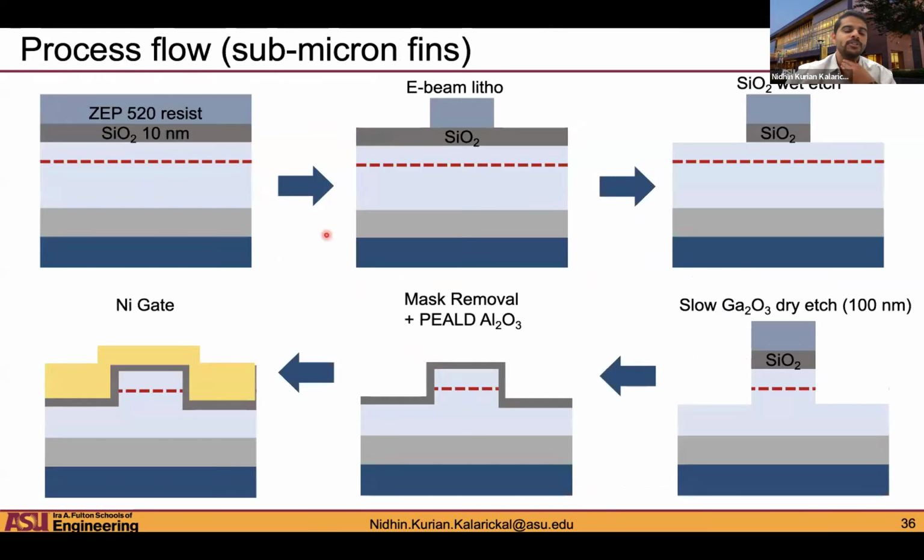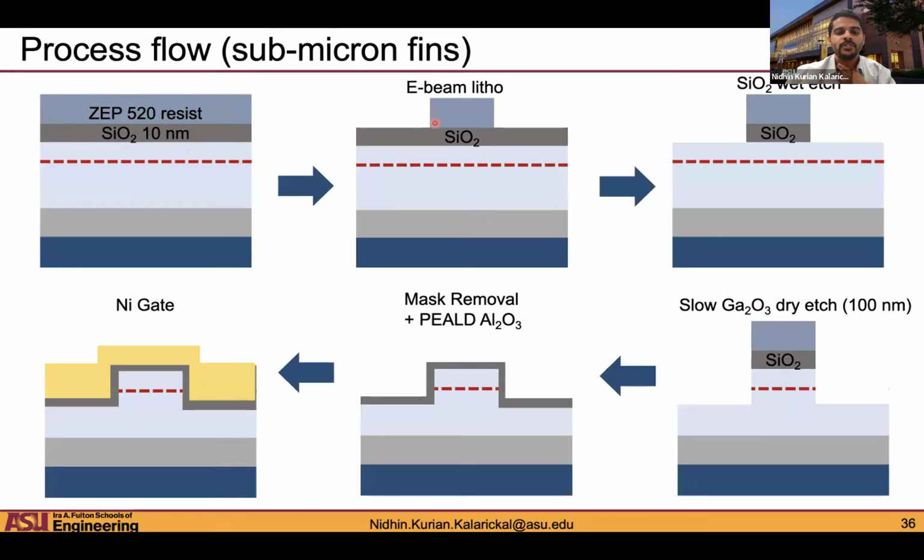Okay, so this is just a process flow that we've used for fabrication of the submicron fins. We've specifically used a bilayer mask. We used ZEP, which is an e-beam resist that is a little bit more resistant to dry etching, and we also used a silicon dioxide hard mask.